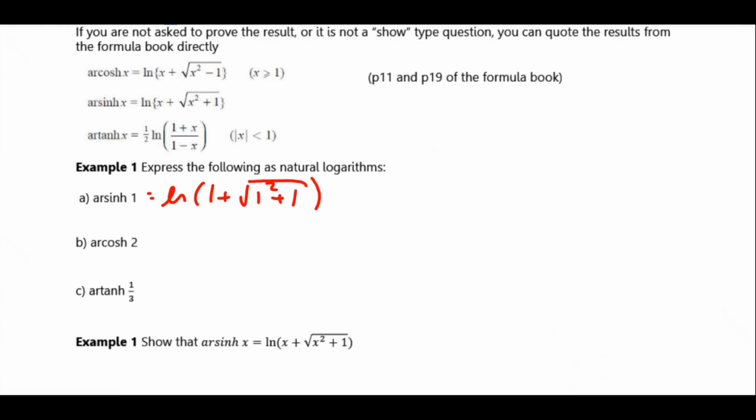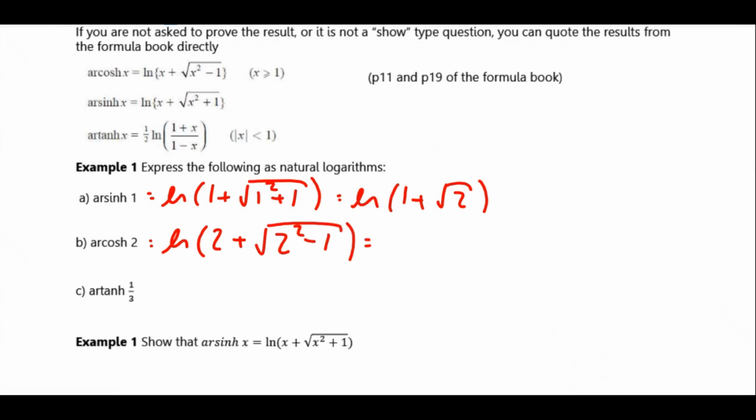Obviously, 1 squared plus 1, that gives you 2. So we get ln of 1 plus root 2. For arcosh x, the top one, so we're going to substitute in 2 to this one. So ln of 2 plus root 2 squared minus 1 rooted. That's the same as ln of 2 plus root 3.